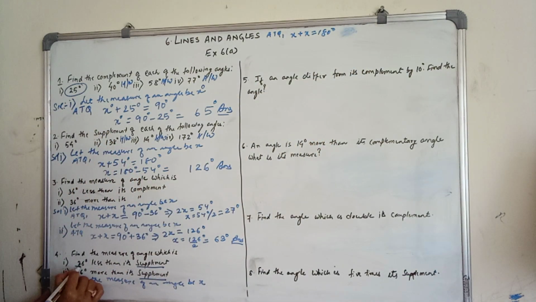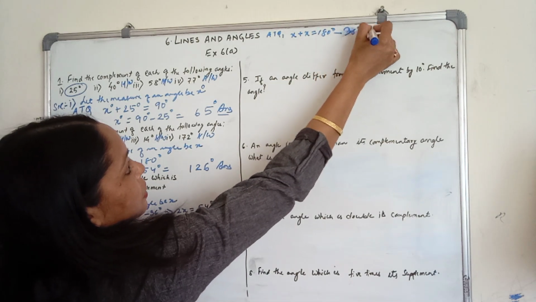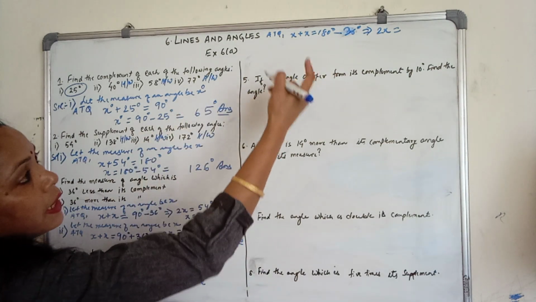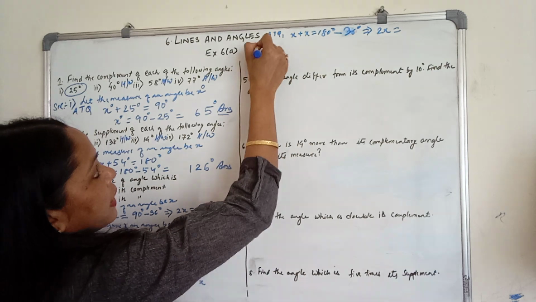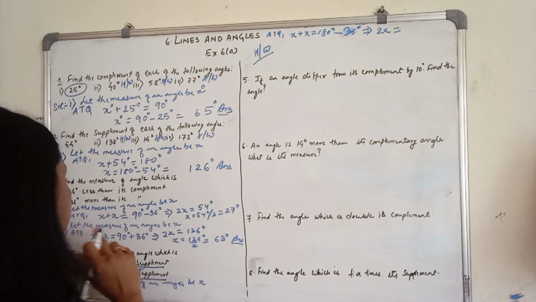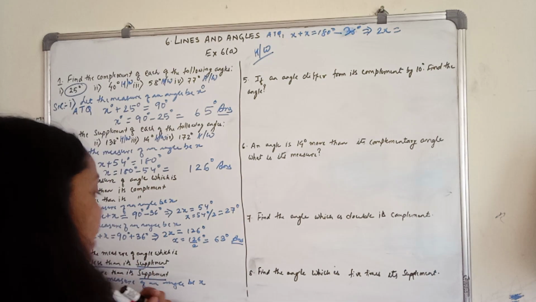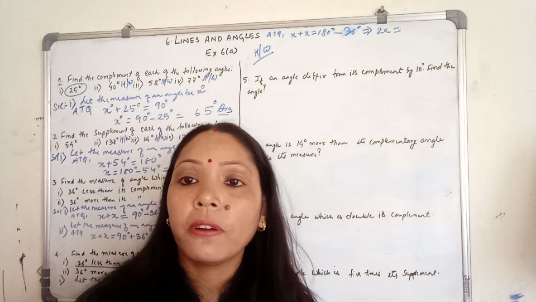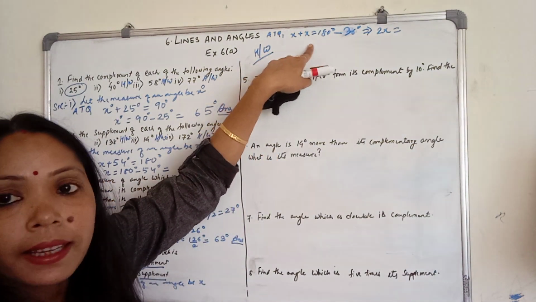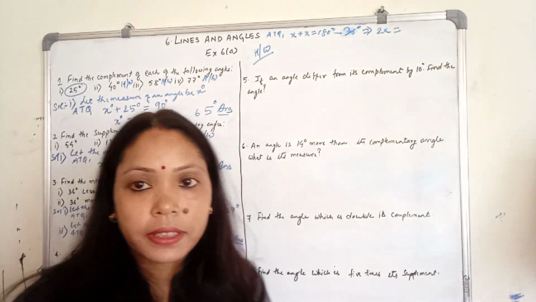Now the first one will be what? 36 degrees less than, so yes, minus 36 degrees. So solve it: 2x equal to 180 degrees minus 36. You solve it and find x. I am giving this one as homework for you. You try yourself, because this is exactly the same as question number 3. The only difference is that question number 3 is for the complementary angle and question number 4 is for the supplementary angle. For the second part, you have to do x plus x equal to 180 degrees plus 36 degrees. Then solve for x.